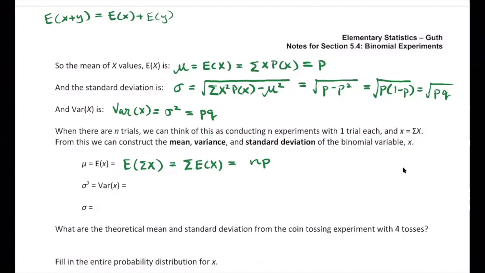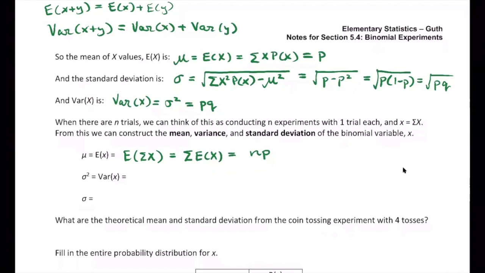That's the mean when you drop a bunch of coins, the mean number of heads. Sigma squared is the variance. You remember that the variance of a sum, so if you had the variance of x plus y, I'll put this up above, variance of x plus y is variance of x plus the variance of y.